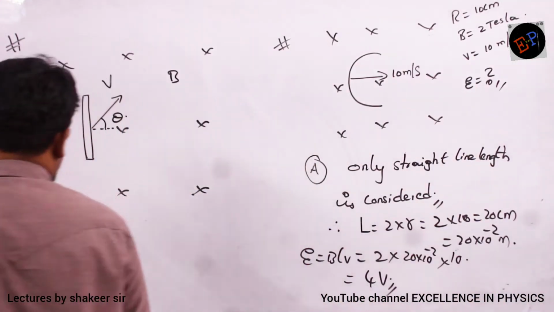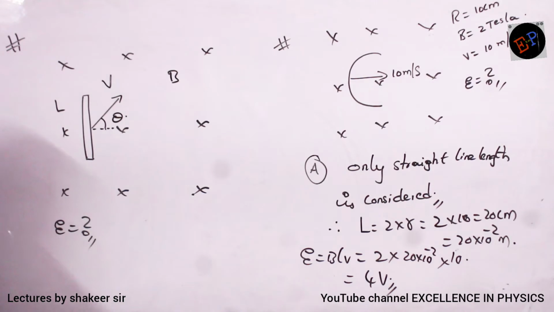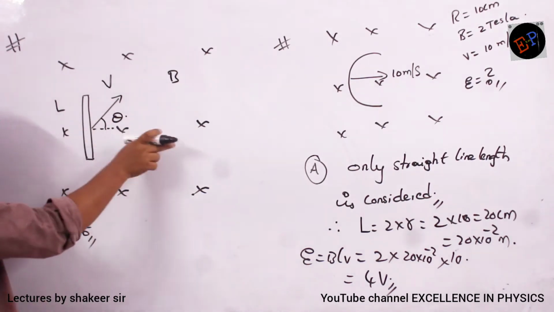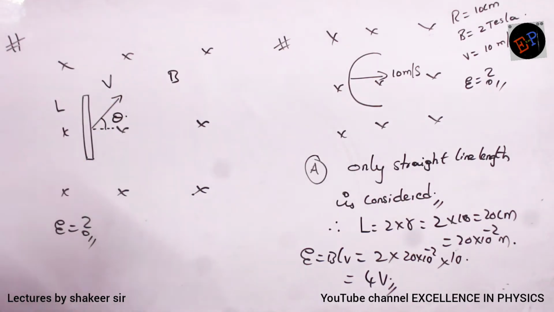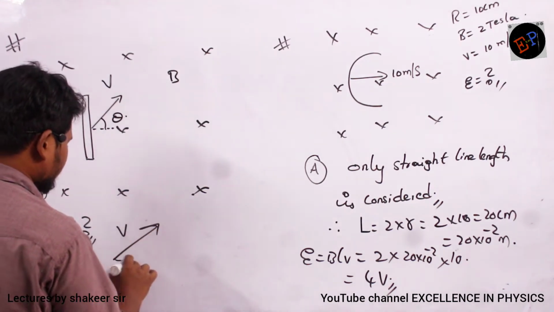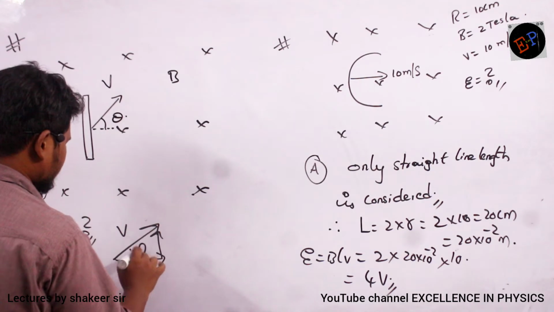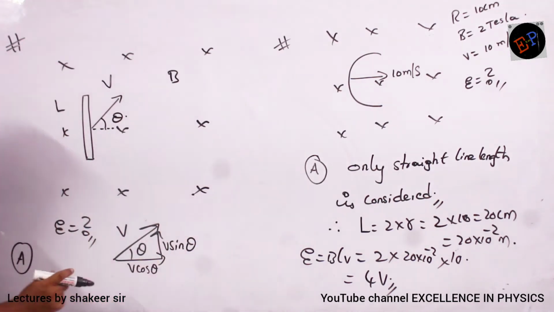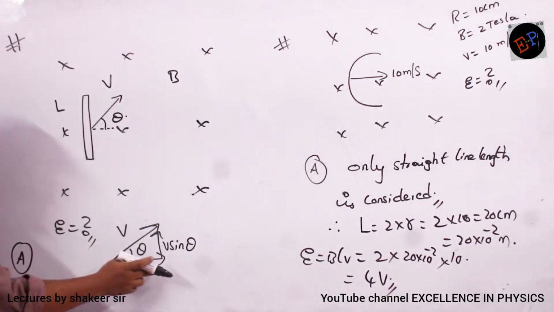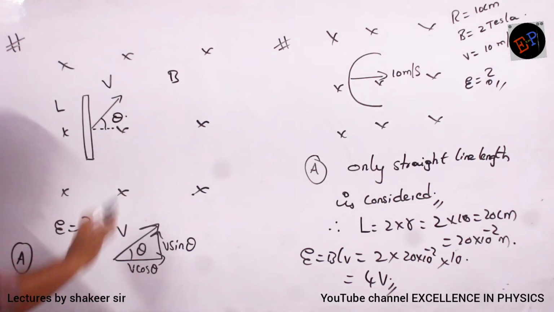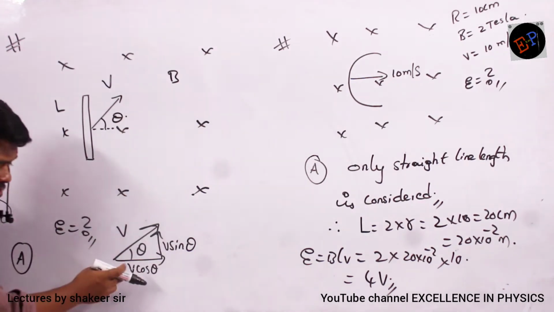Why do we have to take cos theta? See, now this conductor is not moving like this, it is moving like this. So what I can do is split this velocity vector into two components. So this is v cos theta and this is v sin theta. In this direction it can move with v cos theta, in this direction with v sin theta. Which velocity is responsible for cutting the flux? V cos theta is responsible.